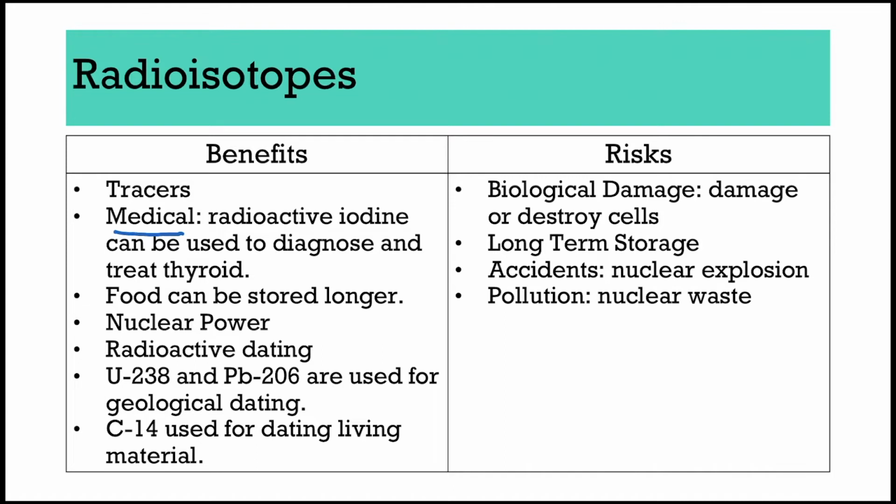And then these 3 elements right here. First, the uranium and the lead have something called really long half-lives, and we'll talk more about what that means tomorrow, but they're generally used in geological dating, whereas C14 is used for dating living material. Again, that's more stuff we'll cover tomorrow. Right. Now, some of these have risks, for obvious reasons.